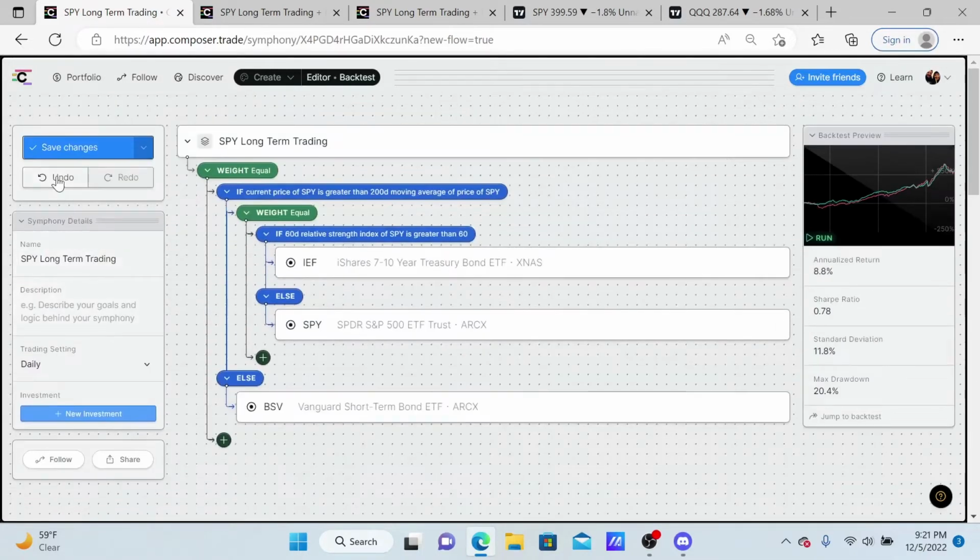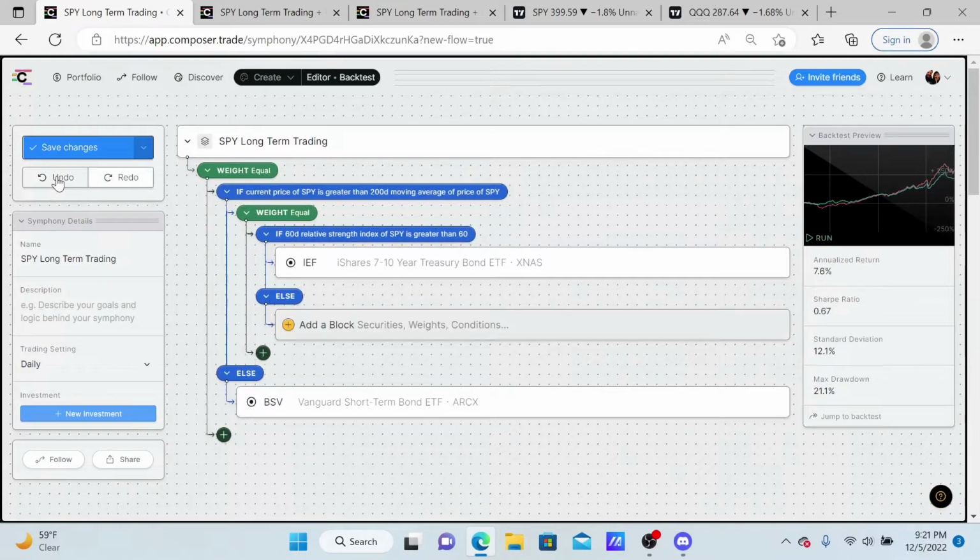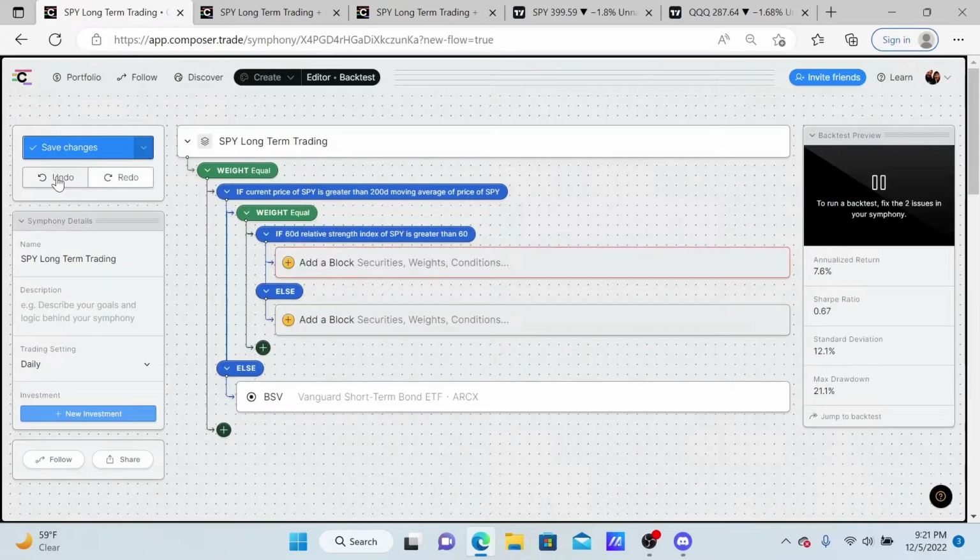So again, this is what that would look like. If I hit the back button and basically undo. Oh, come on. Actually, here, we'll just do it this way.